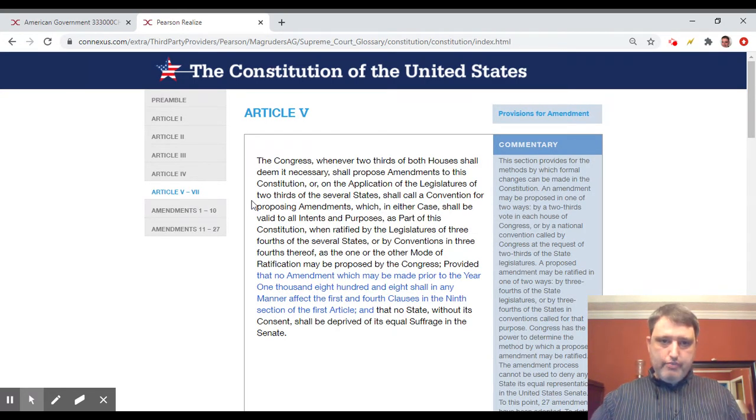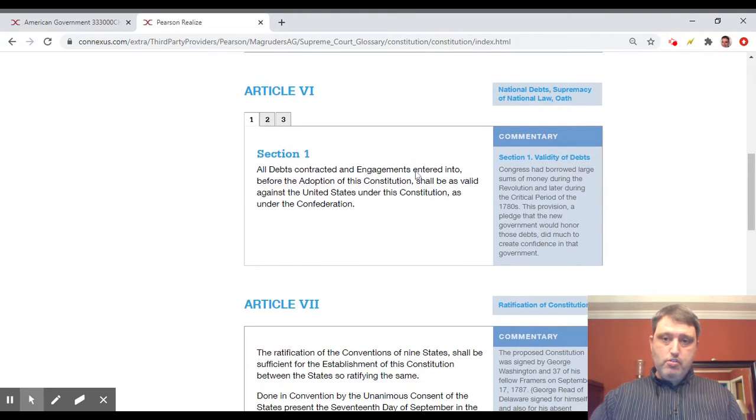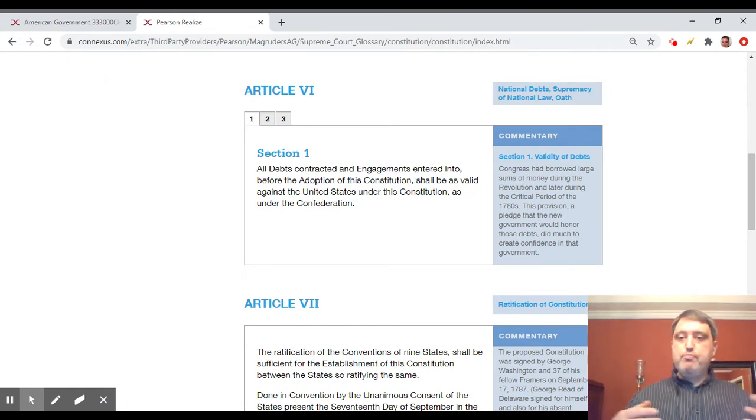Article 5 deals with the amendment process. How is it that the Constitution can be amended? We've talked a little bit about this, and we'll talk more about this later. Okay. Article 6 outlines something called the Supremacy Clause.